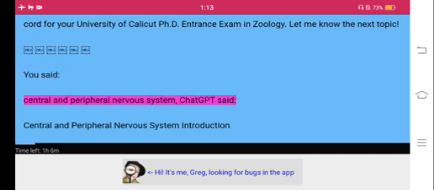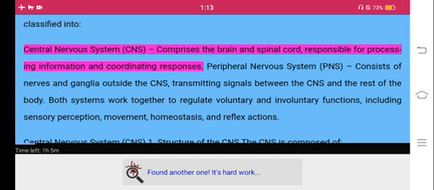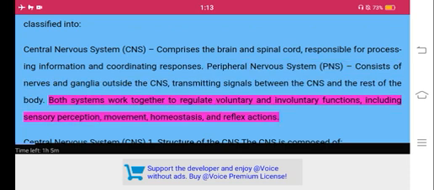You said. Central and peripheral nervous system. ChatGPT said. Central and peripheral nervous system introduction. The nervous system is the primary control and communication system of the body. It is broadly classified into central nervous system, CNS, comprises the brain and spinal cord, responsible for processing information and coordinating responses. Peripheral nervous system, PNS, consists of nerves and ganglia outside the CNS, transmitting signals between the CNS and the rest of the body. Both systems work together to regulate voluntary and involuntary functions, including sensory perception, movement, homeostasis, and reflex actions.